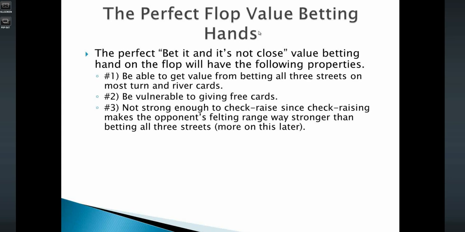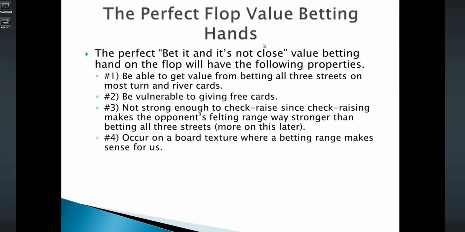More on this later. We want it to occur on a board texture where a betting range makes sense for us. So sometimes we'll have a hand where it's like, oh, I'd like to bet this out of position. Maybe I have pocket 10s when I'm in the big blind, on a 6-4-2 flop. I usually like to bet that hand when I'm out of position. But if I flatted there in the big blind against a cutoff open, I probably can't have a donking range there. So in order to bet the obvious hands, the kind of strong, vulnerable hands, the bet has to make sense with our overall entire range. Otherwise, we likely shouldn't be betting anything there.